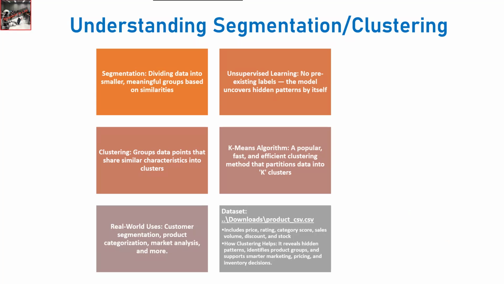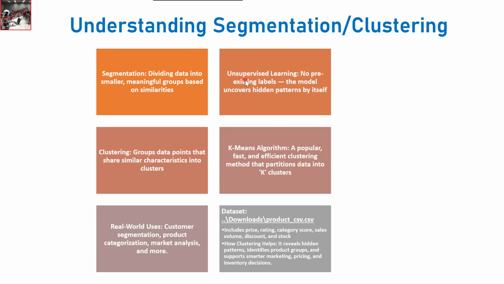Before we jump into the algorithm, let us understand the concept first. Market segmentation or product segmentation. Segmentation is all about dividing data into similar, meaningful groups based upon similarities. For example, grouping the products by price, sales, or ratings.